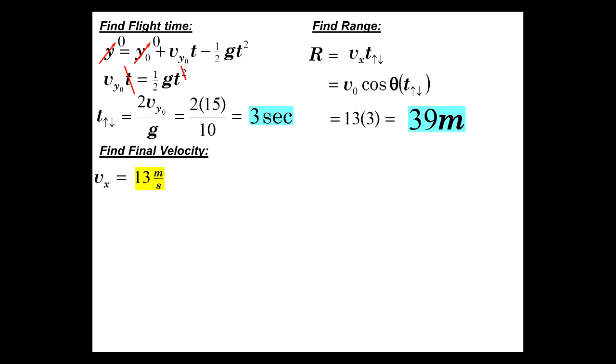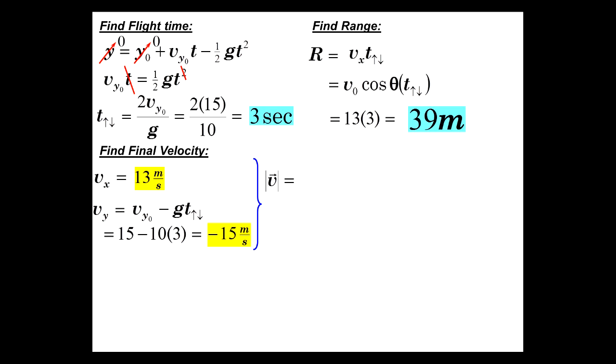So here we go. We have Vx and we have Vy. Now Vy is Vy0 minus gt. So that's 15, what it started out with, minus 10 times 3. So the vertical motion is becoming more negative by 10 meters per second every second, the acceleration. And there's 3 seconds. That gives us minus 15 meters per second.